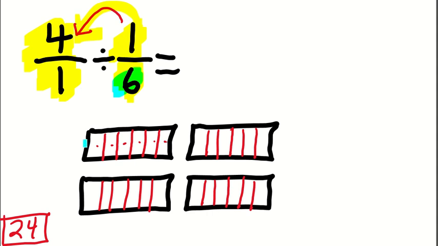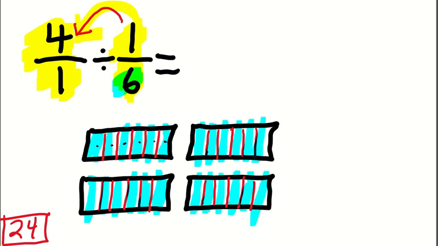So let's count it up. 1, 2, 3, 4, 5, 6, 7, 8, 9, 10, 11, 12, 13, 14, 15, 16, 17, 18, 19, 20, 21, 22, 23, and 24, which was our quotient before, and thus we've illustrated that's why it's 24.